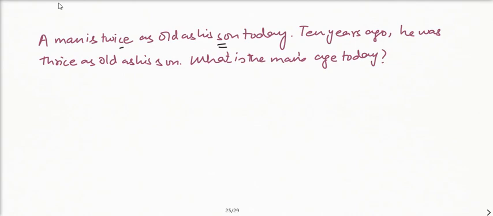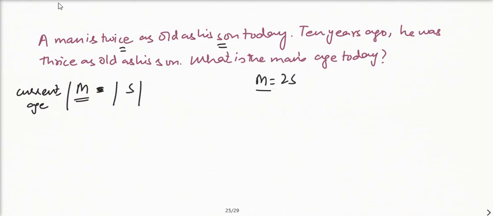A man is twice as old as his son today. So if I am taking the values today, for the man, the current age is m, and for the son is s. So the first equation is m equals 2s. Then it says 10 years ago.